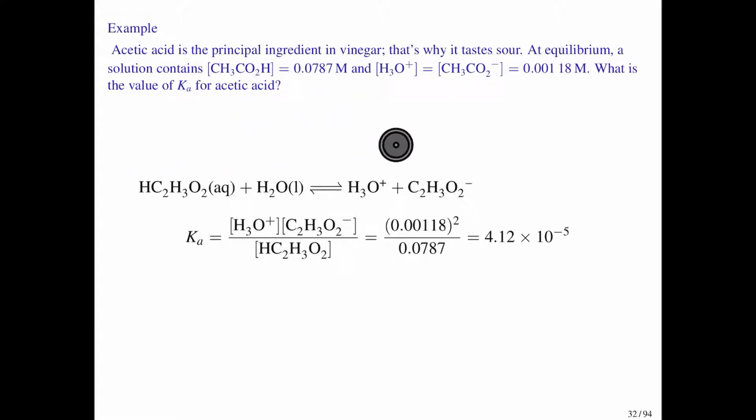So here is the acid ionization reaction for acetic acid. Acetic acid donates a proton to water. That gives us hydronium and leaves behind acetate. Here's the Ka expression for this weak acid ionization. You substitute in the equilibrium concentrations given, and that gives you the Ka value, 4.12 times 10 to the minus 5th in this case.